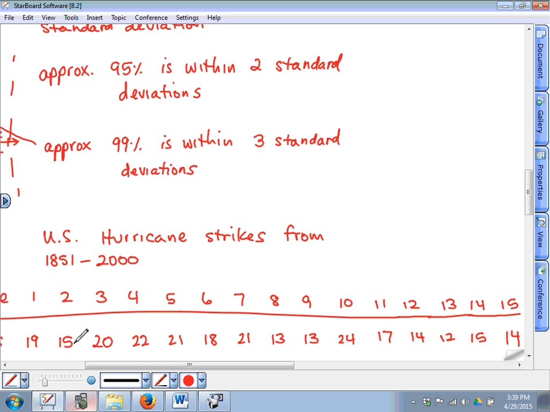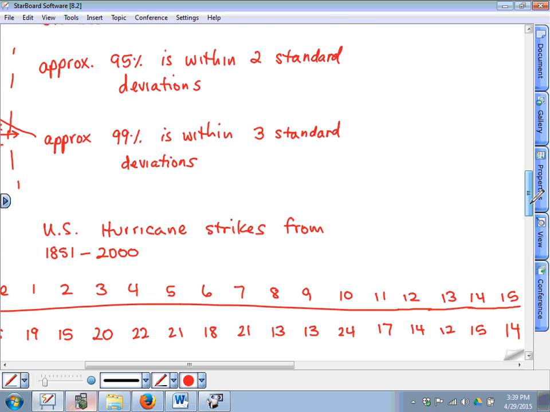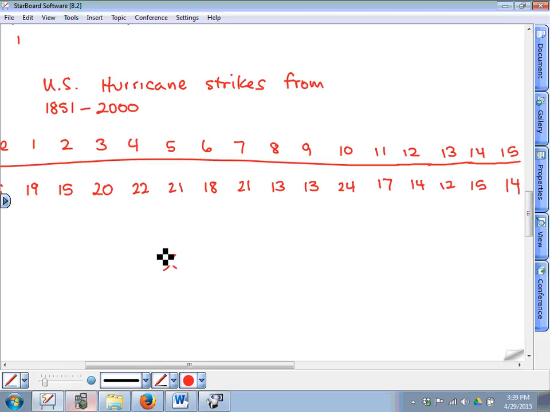Once you've got these numbers written down, we need to find this and that. Remember, this is the mean, this is the standard deviation.